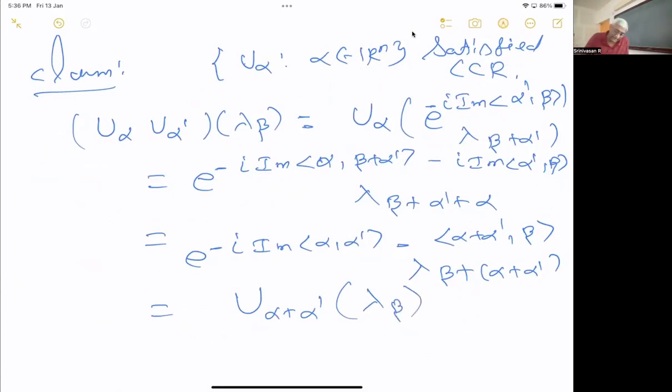Sorry, there's the scalar: e to the i imaginary part of alpha prime times this. Okay, hence the claim.